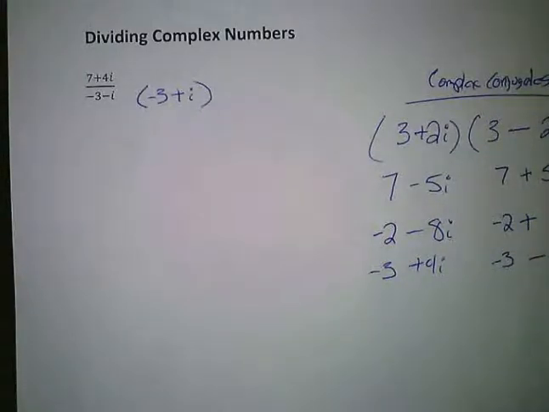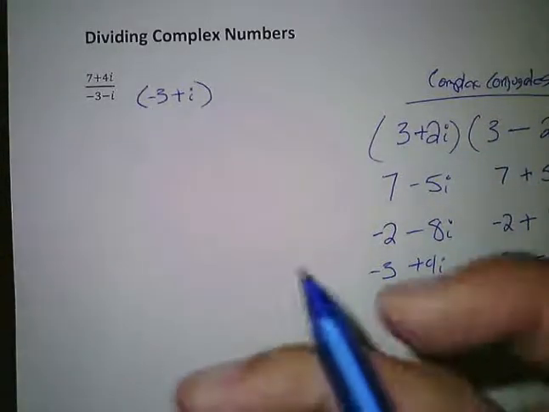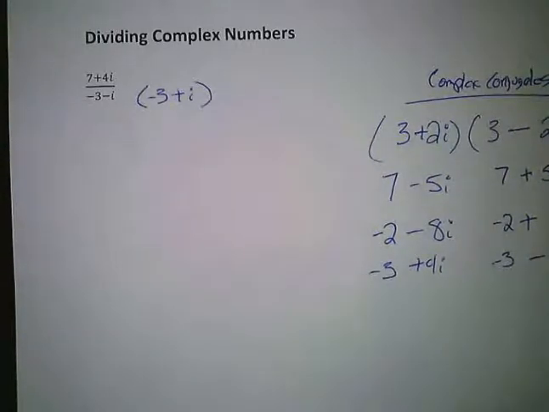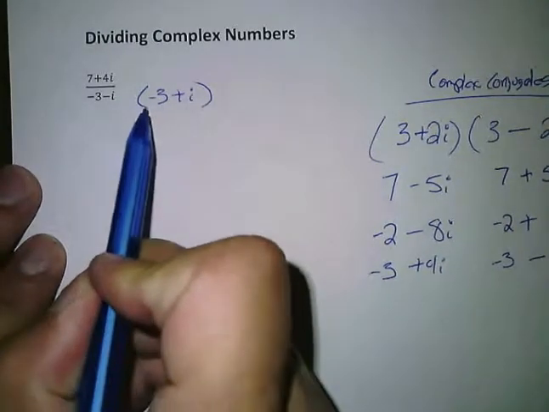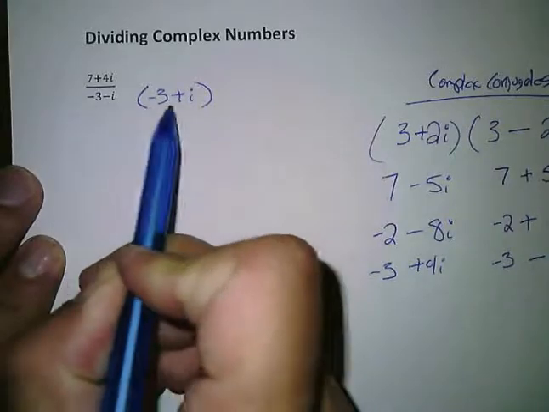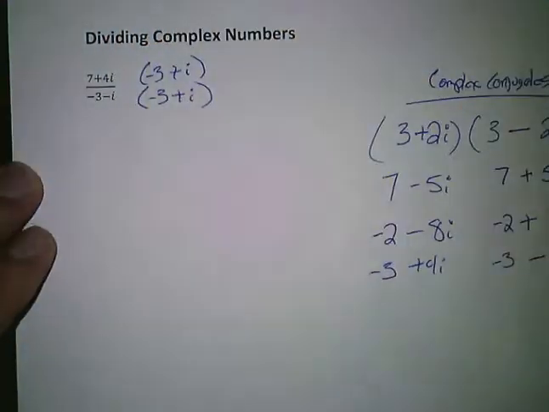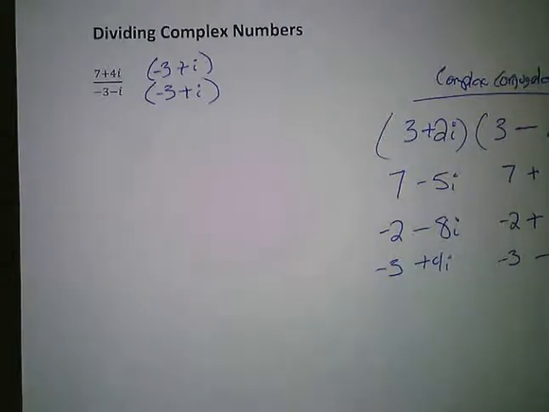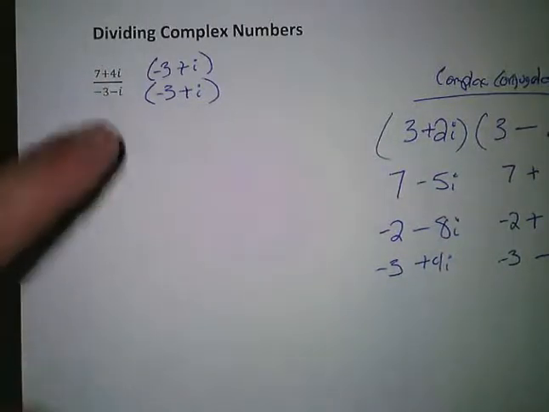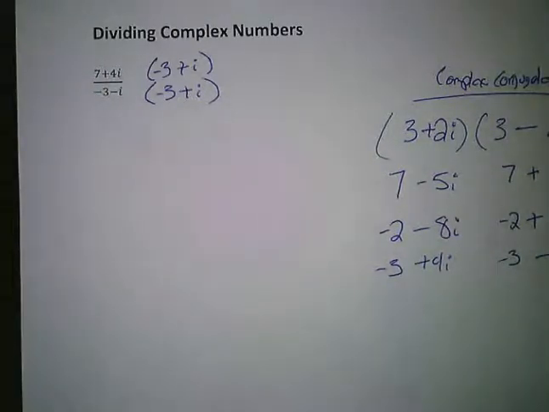What we're doing there is essentially multiplying by 1 when you multiply the top and the bottom by the exact same thing. So since I multiplied the bottom by negative 3 plus i, I'm going to multiply the top by negative 3 plus i. It's going to appear like we're really multiplying this by something pretty complex, but you're really just multiplying this problem by 1. So it doesn't really change it. It's going to appear like we changed the problem, but we're not really doing that.